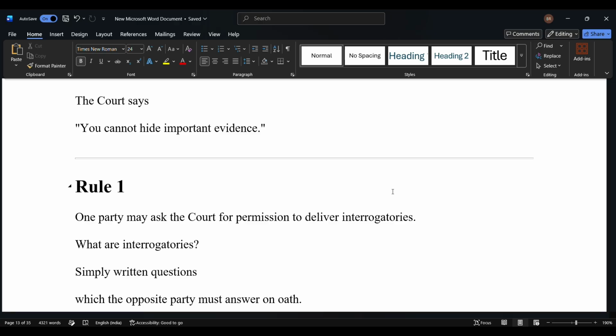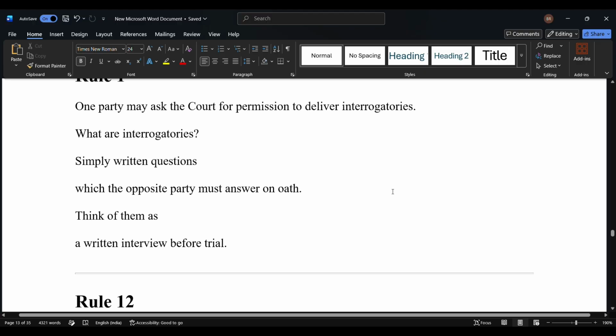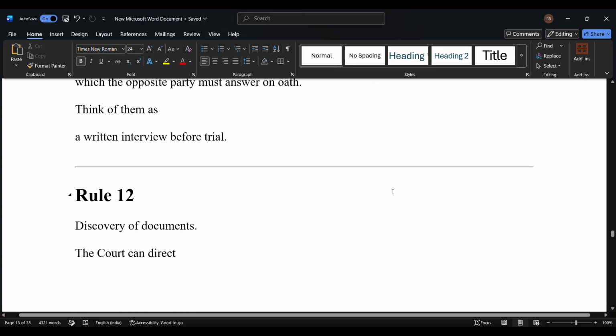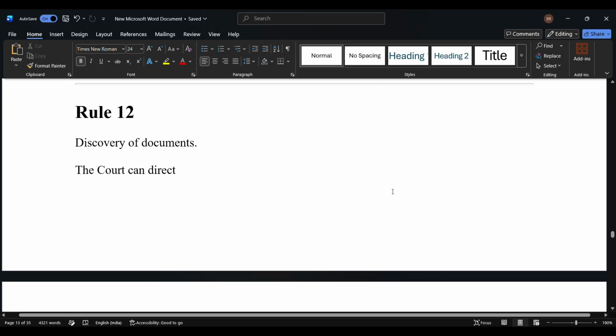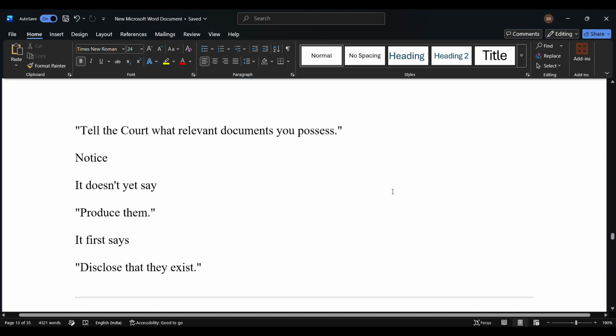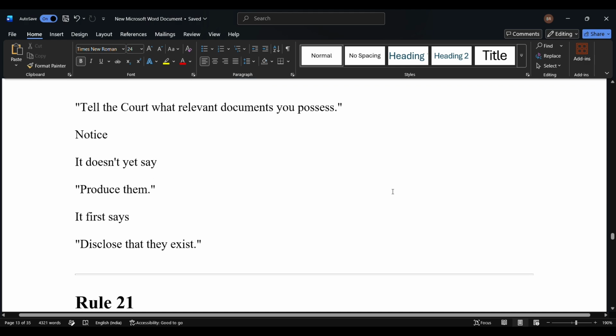Rule 1. One party may ask the court for permission to deliver interrogatories. What are interrogatories? Simply written questions, which the opposite party must answer on oath. Think of them as a written interview before trial. Rule 12. Discovery of documents. The court can direct, tell the court what relevant documents you possess. Notice, it doesn't yet say, produce them. It first says, disclose that they exist.